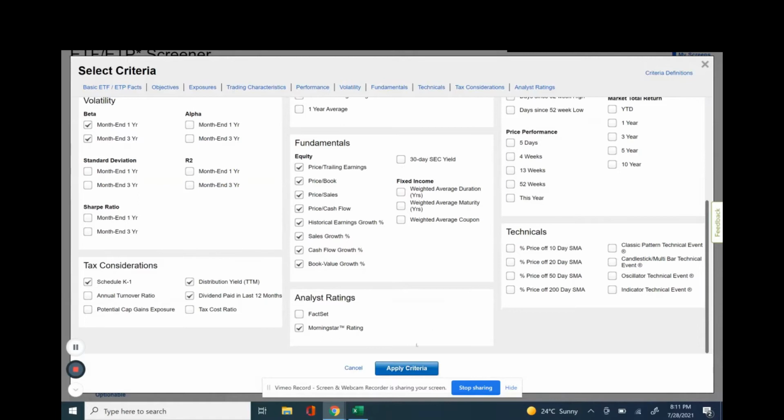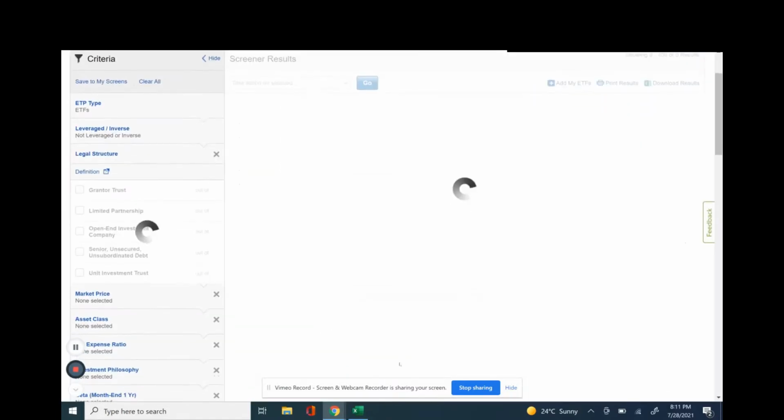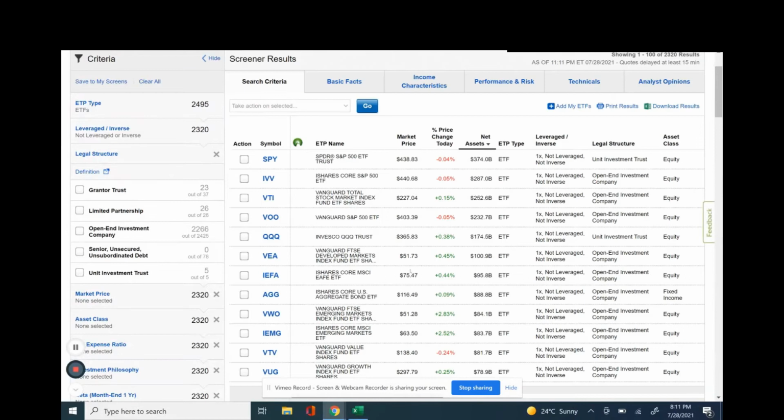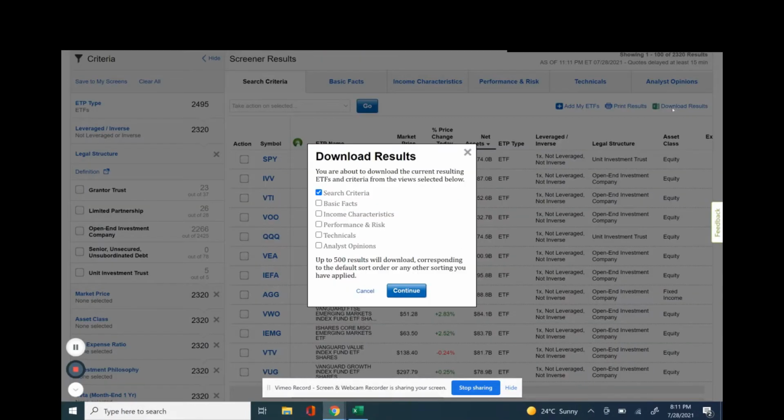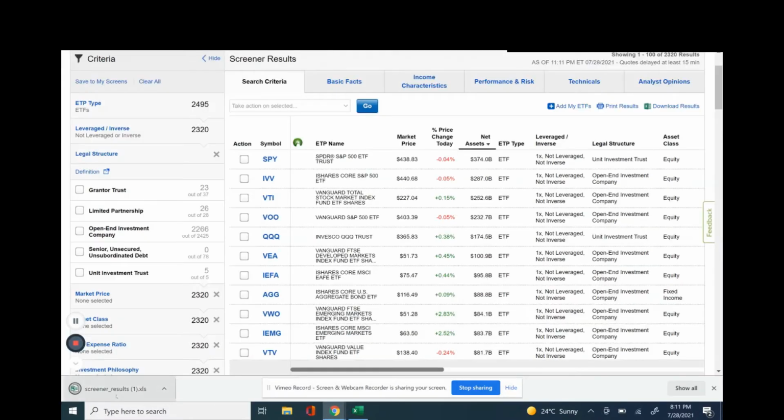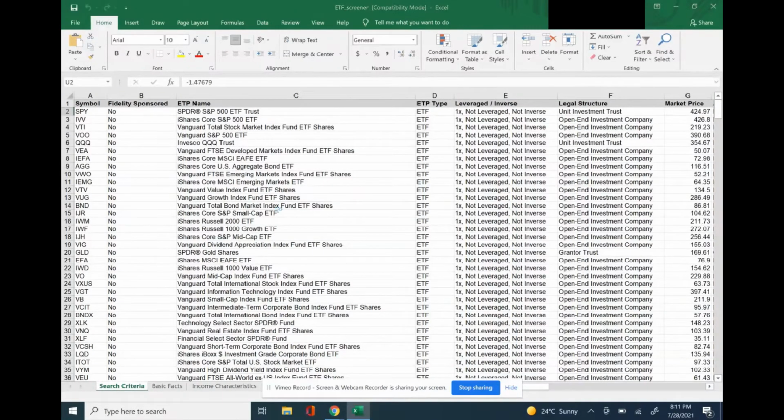I'm going to click on apply criteria, and what I have here is all the different ETFs with the set amount of information that I've requested. So I'm going to download the results, click on all these different factors, and click on continue. What it does is it basically creates an Excel file consisting of all the different ETFs. And this is the ETF screener extract. So let's go one by one.